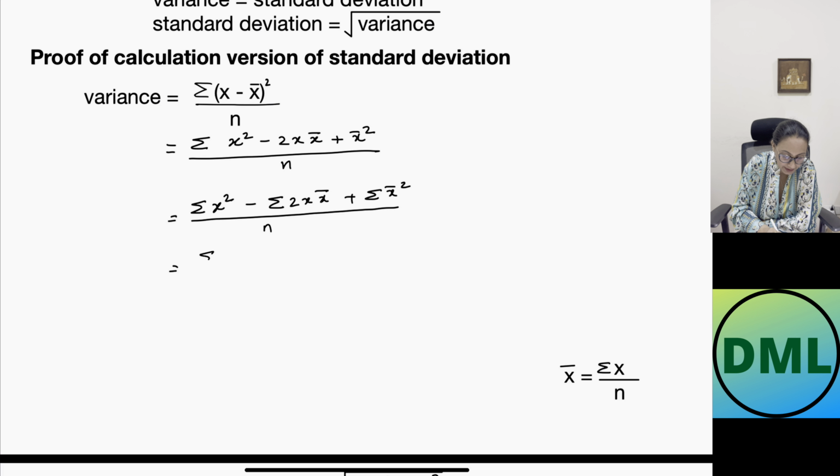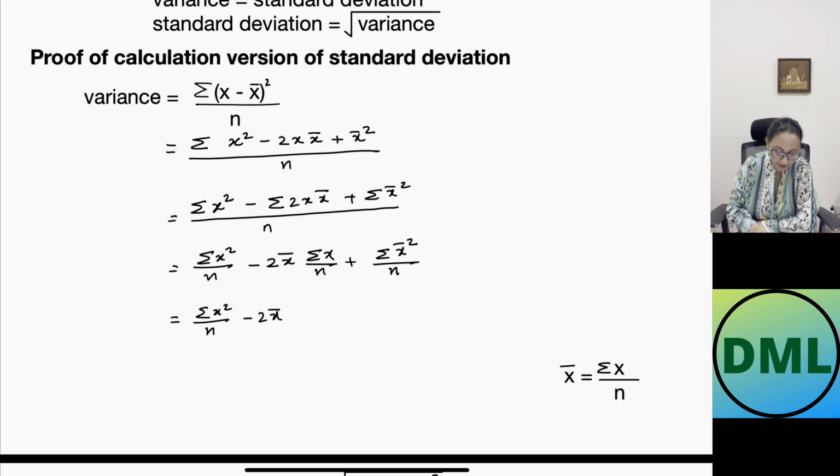This will be written as sigma of x square over n separately, minus 2 x bar, which is outside, sigma of x over n, plus sigma of x bar the whole square over n. This will be written as sigma of x square over n minus 2x bar, sigma of x over n, which is here, that will be equal to x bar.